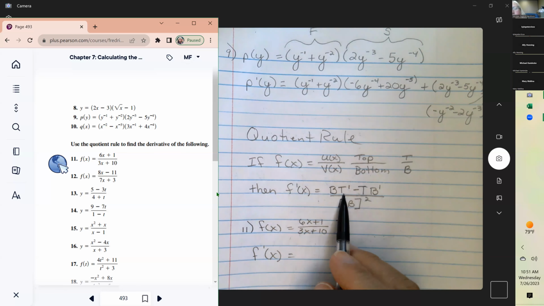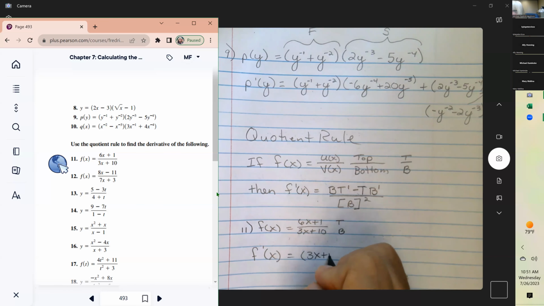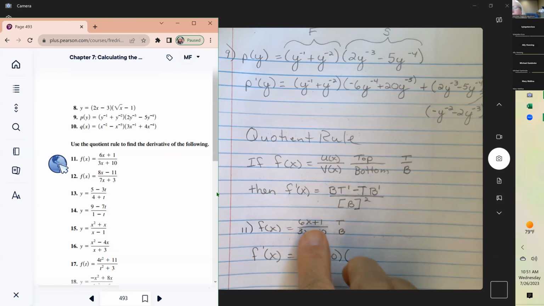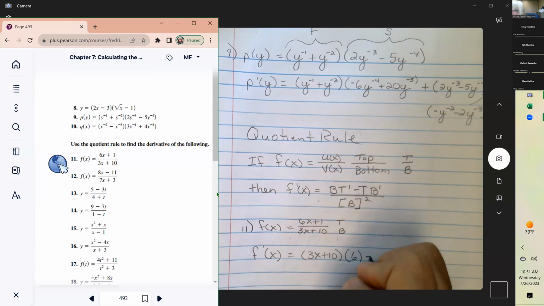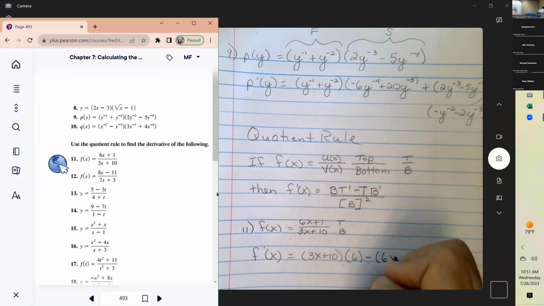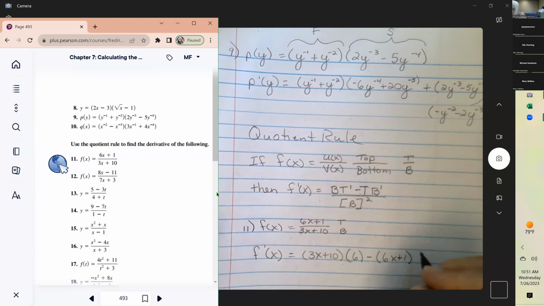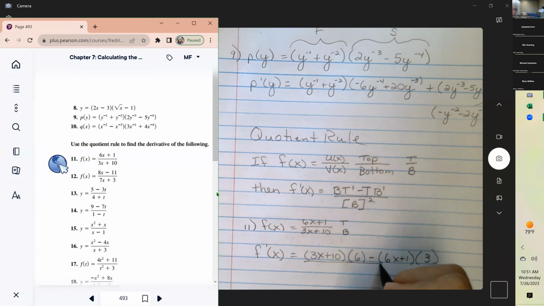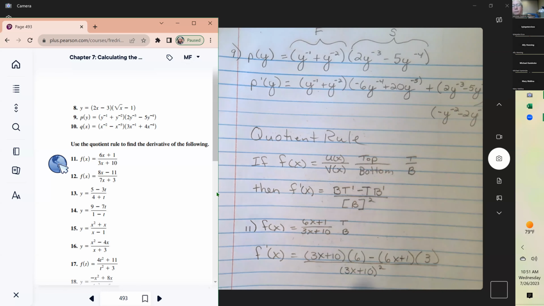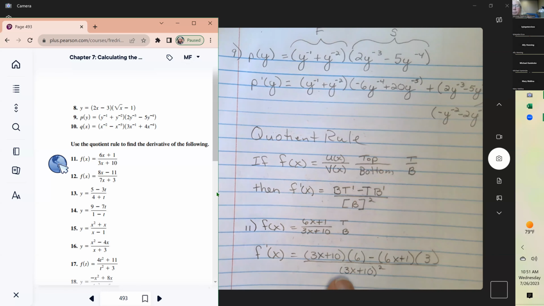Bottom times the derivative of the top. So we write the bottom times the derivative of the top. Derivative of the top, just 6. Minus the top times the derivative of the bottom, which is just 3, all over the bottom squared. And you can leave the bottom squared. You don't need to multiply that out.